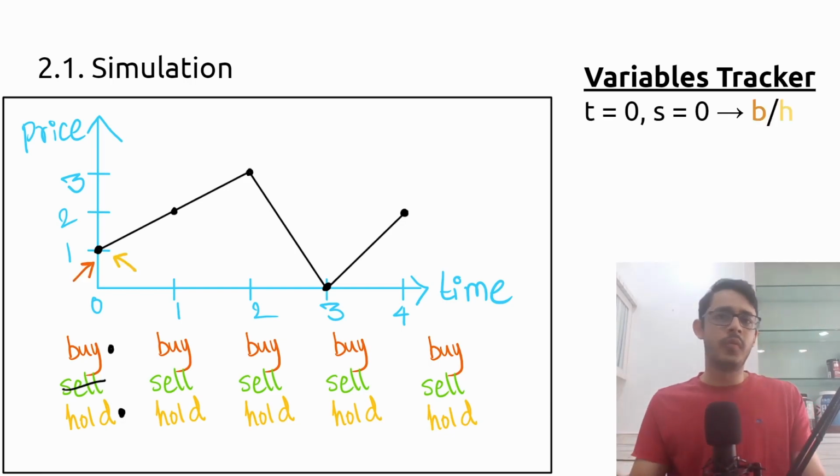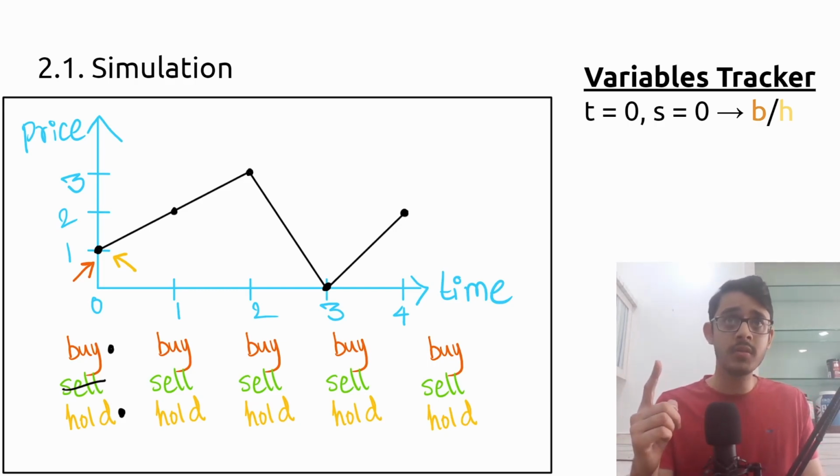Okay, what happens when time equals to 0? When time equals to 0, we start off with the number of stocks equals to 0. Right? We don't have anything in our inventory or our portfolio, so we'll start off with time equals to 0, s equals to 0. What are the options? What are the decisions we can make at this point of time? I can either buy the stock or I can hold the position.